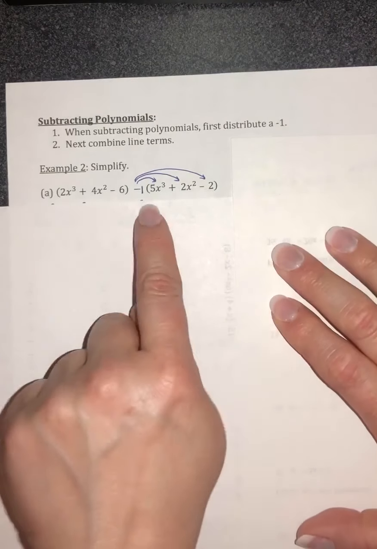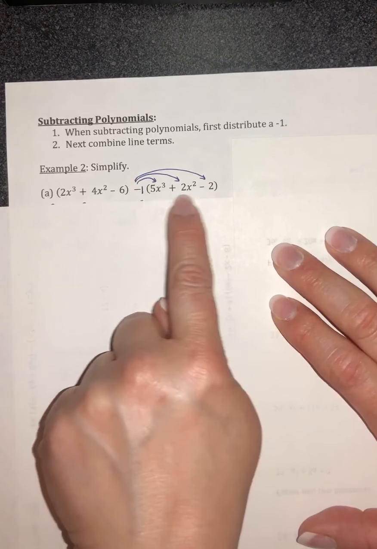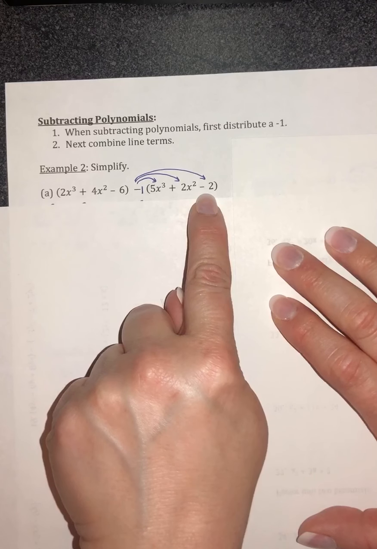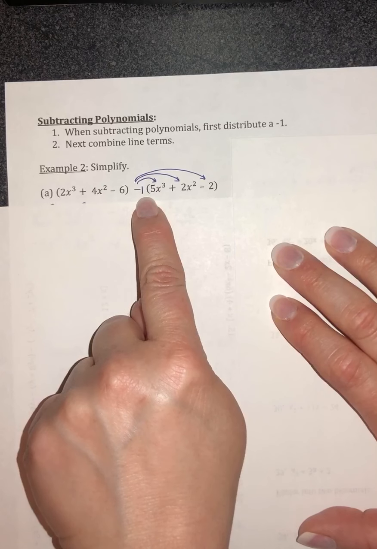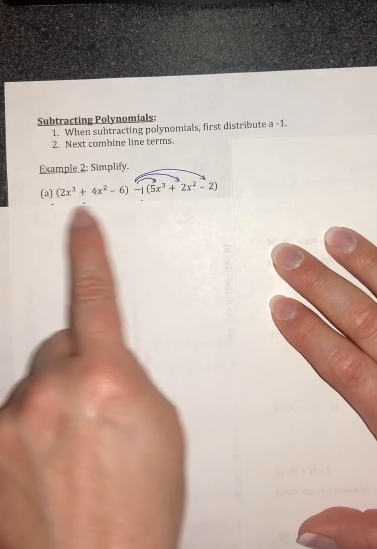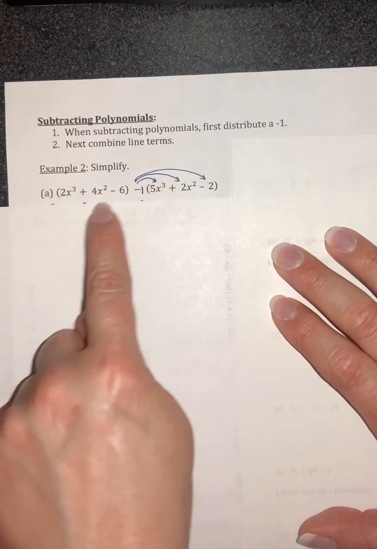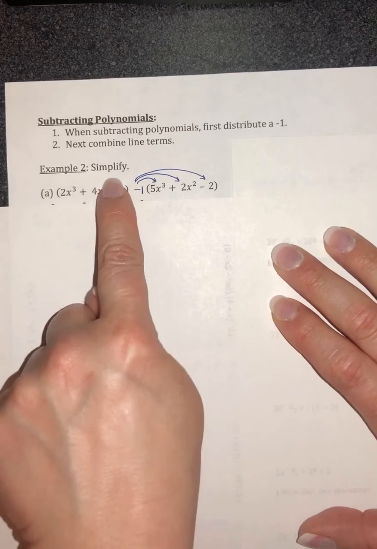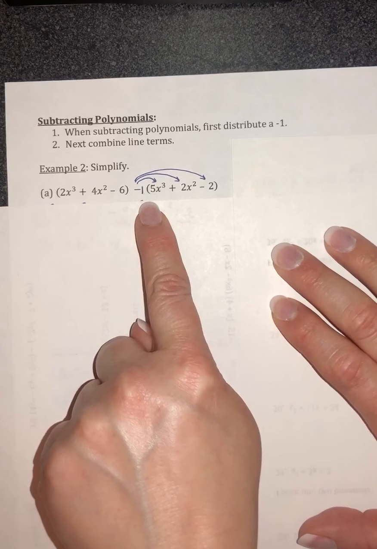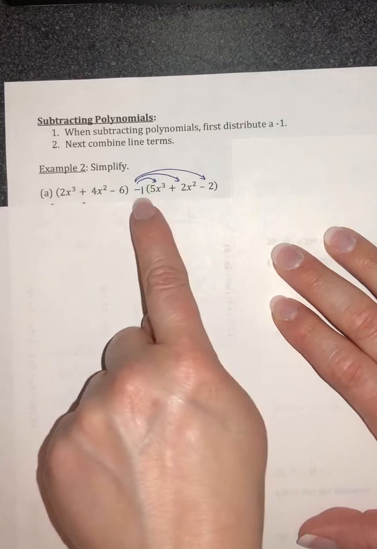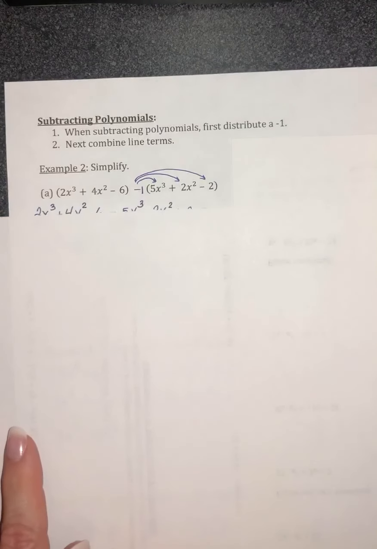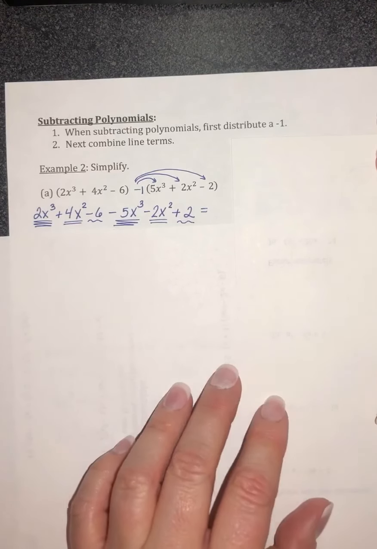So let's look at our first example. All right. So in our first example for letter A, you can see that we have a negative in front of my trinomial of 5x squared plus 2x minus 2. So again, I want to think of that as a negative 1. So we're going to rewrite the first trinomial the way it's written, but then our second trinomial, we're going to multiply every single term by negative 1. So let's see what we get.